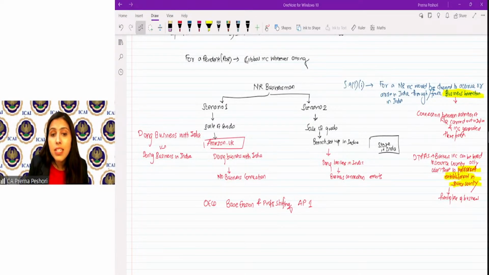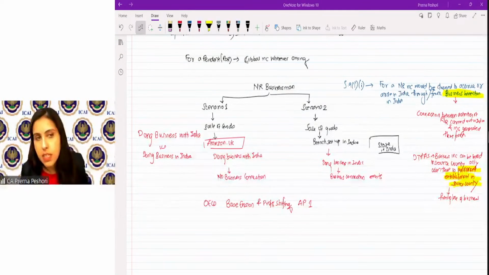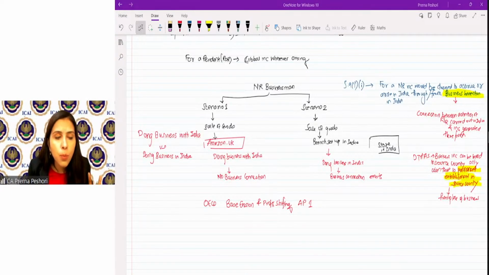Now, in terms of the significant economic presence, as I said, the existing business connection definition is framed to have the requirement of the activities being carried out in the source jurisdiction. Isn't it? So the activities should be carried out in the source jurisdiction in order for the taxability to be there. So therefore, the business connection was amended to include even the significant economic presence. So section 9(1)(i) was amended to introduce the concept of significant economic presence. Now, what is significant economic presence? Let's try and understand that.